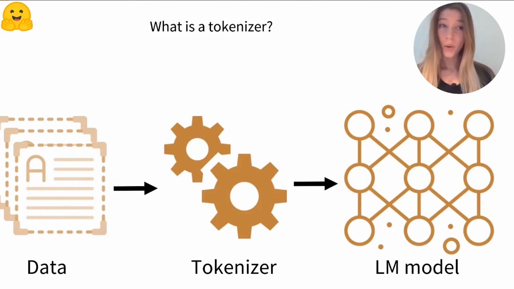So, what is a tokenizer? A tokenizer is a component located between the textual data and the language model. It is in charge of preparing the data, in other words, putting the data in the format expected by the language model.